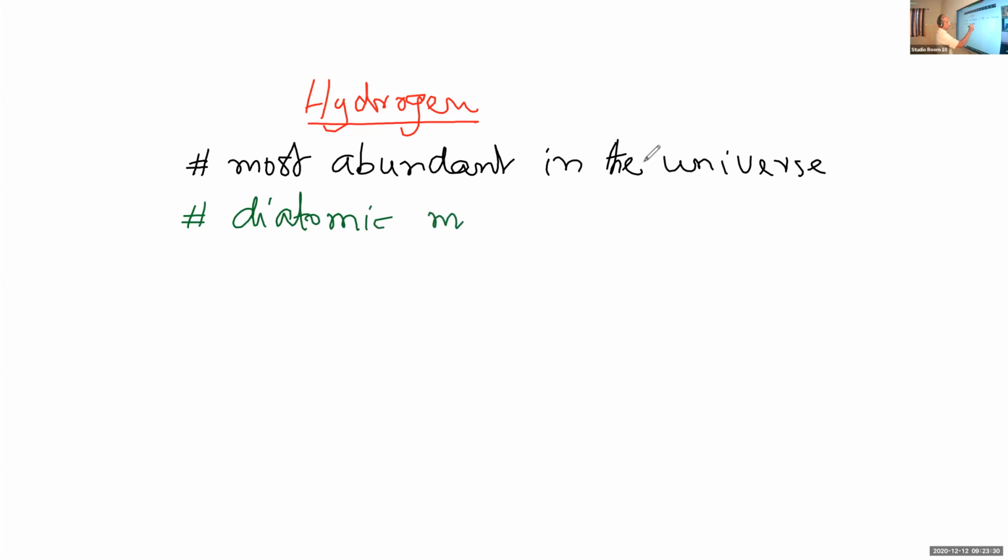Diatomic molecule. What is the meaning of that? In a molecule of hydrogen, there are two atoms, and we call it dihydrogen. Molecular hydrogen is named dihydrogen. Oxygen is also diatomic, nitrogen diatomic. You take the noble gases.